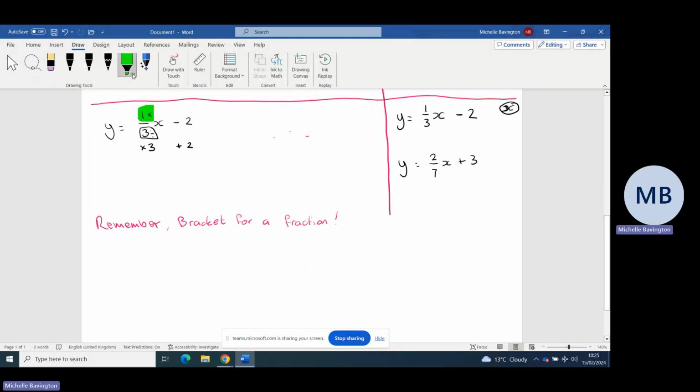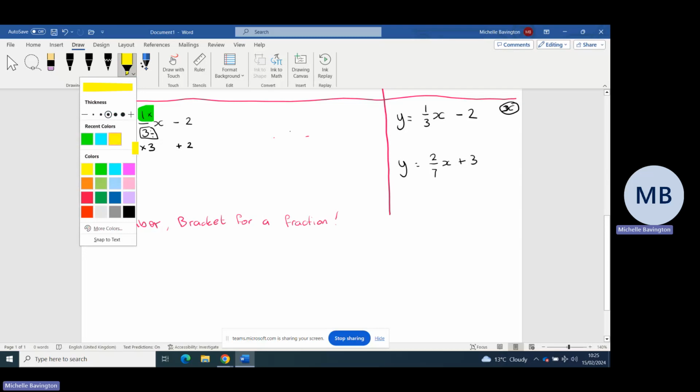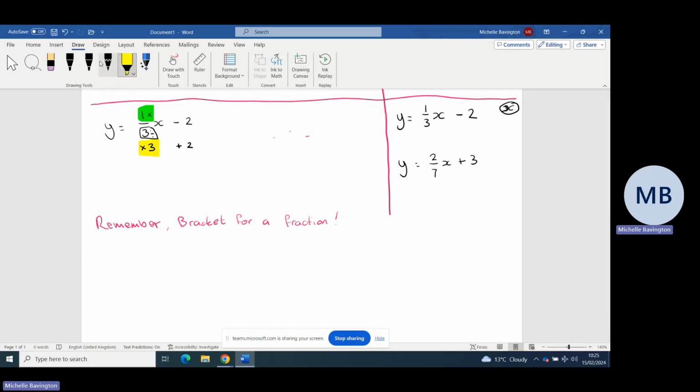Now, my times, let's change that colour, make it yellow. My times goes on the outside of the bracket, okay? So x equals 3, y plus 2. And that's my answer. You can just remember that bracket here. Okay, let's do another one. Let's do the next one.